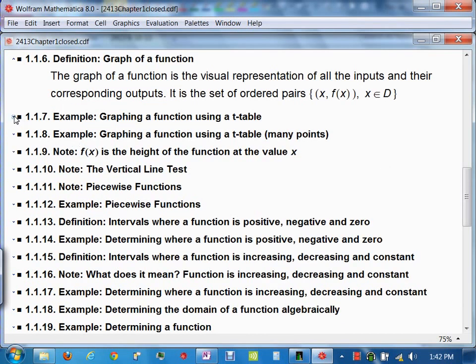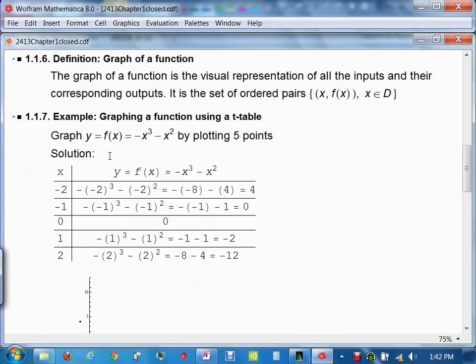So the first way we ever learned to graph something was by doing a t-table. Remember this method? You would have like y equals f of x equals negative x cubed minus x squared. So let's do this by graphing 5 points. Let's just pick some points. So what's the independent variable here? What's independent? X. And the dependent one is y.